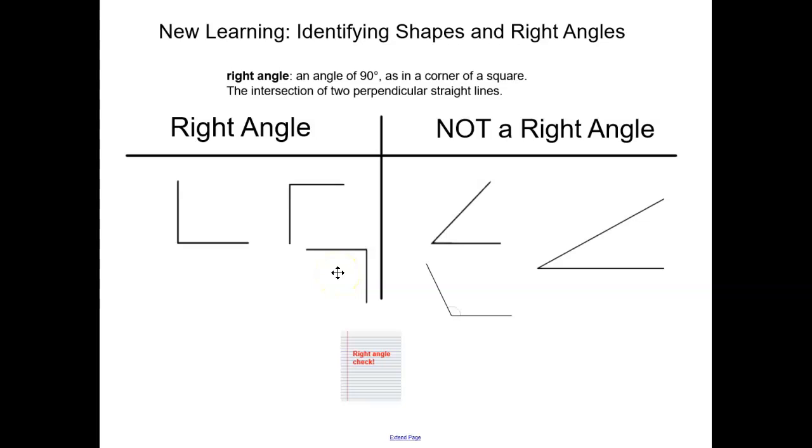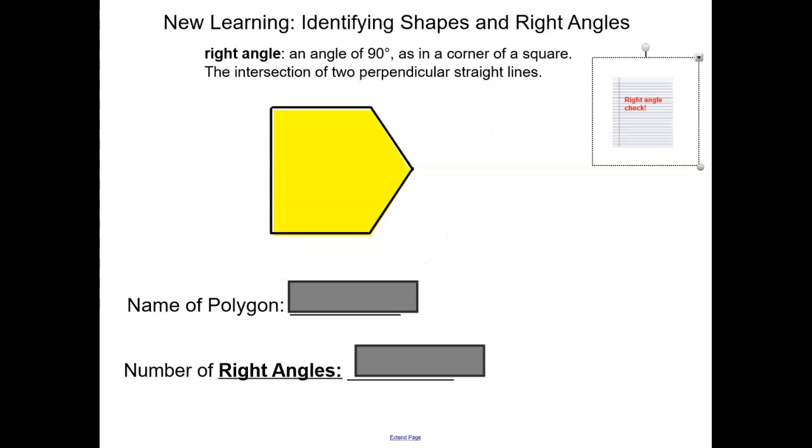Pause the video and tell me how these right angles are different than these angles that are not right angles. You're right. It's because it's where 2 perpendicular lines come together just like the corner of a square. You guys get to do a wonderful task with me to prepare you to do your work independently today. So your new learning is going to be identifying polygons. And after you identify the polygons, you're going to tell me how many right angles they have.